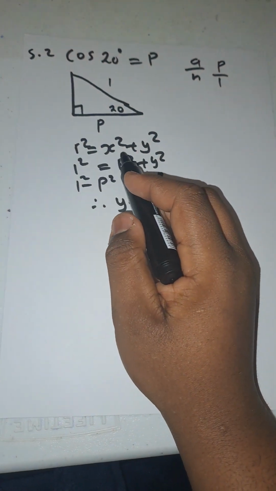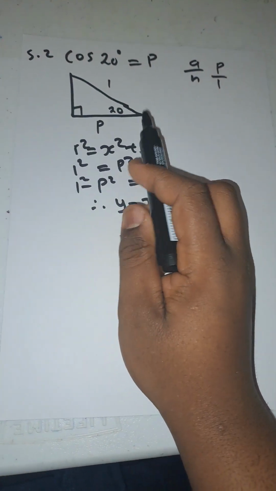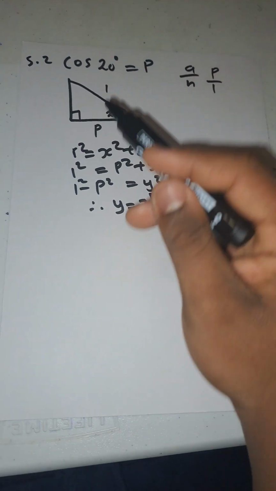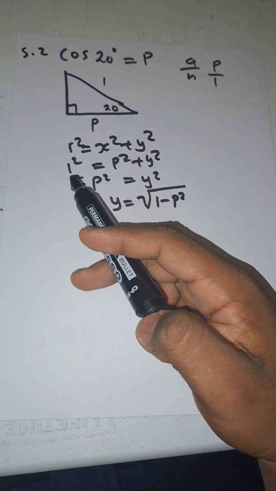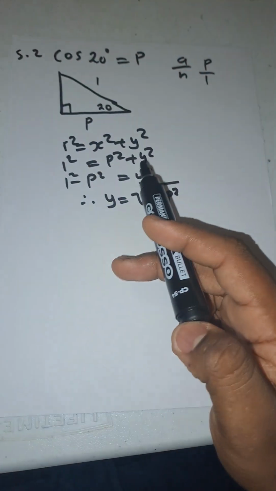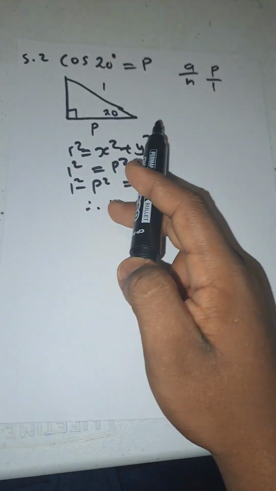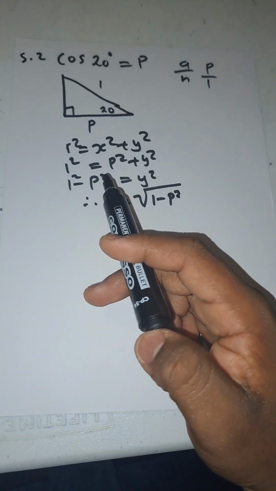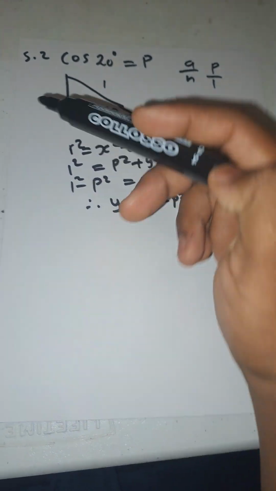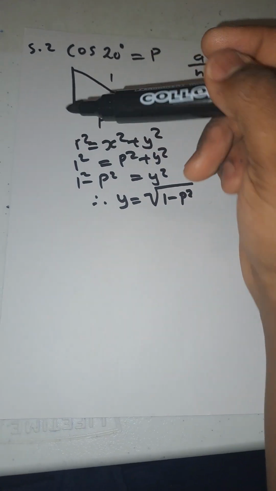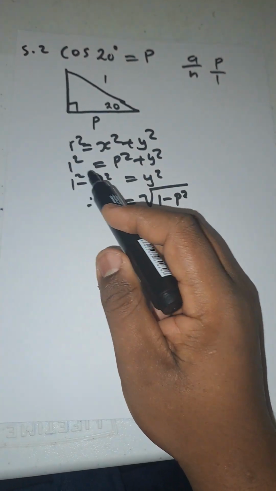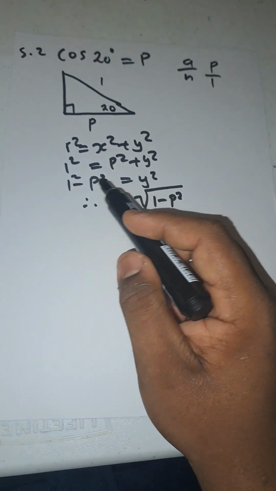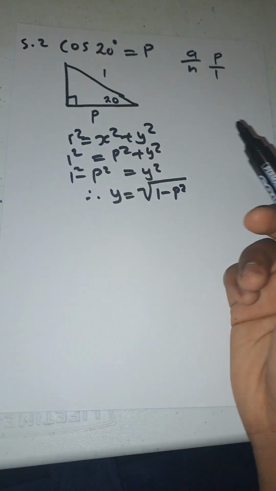r squared is equal to x squared plus y squared. This is the Pythagoras theorem. I want my opposite side. How do I get it? I'm gonna put my 1 where there is r. The r is the hypotenuse side, the radius. This is the x, the adjacent side, which represents x. So I have p squared plus y squared. Y squared is the one that I'm looking for. So it is gonna be 1 squared minus p squared. So I'm gonna take this p to the other side. It will be 1 squared minus p squared, right?